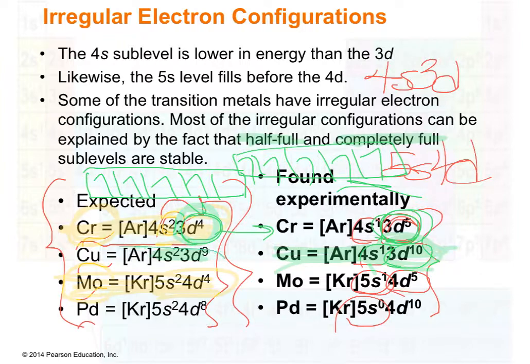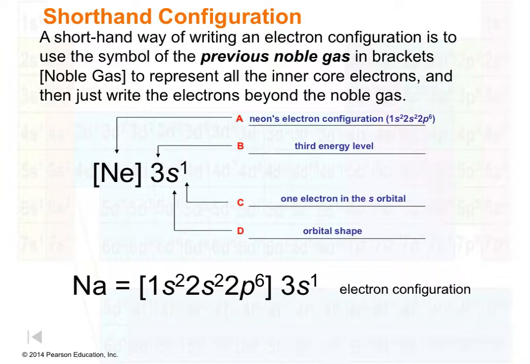Now in the case of copper, by promoting the s electron to the d sublevel, you have a completely full d sublevel. So those anomalies just have to be memorized, basically.